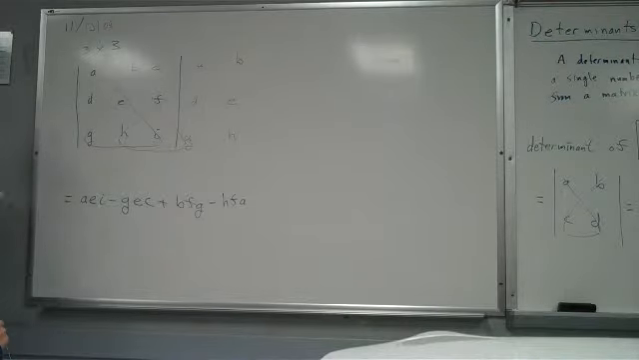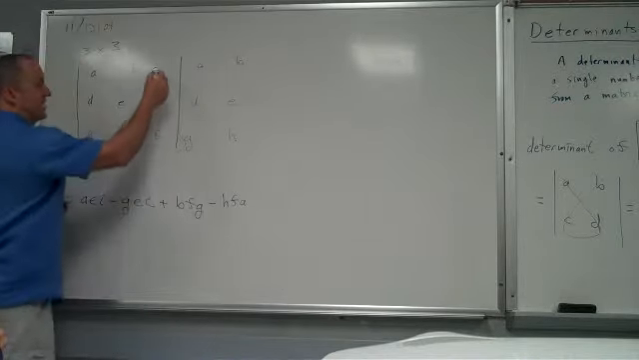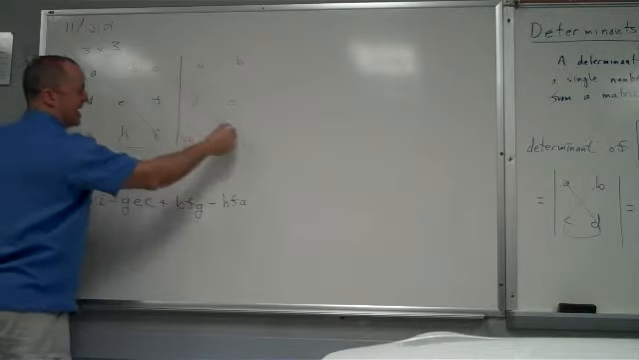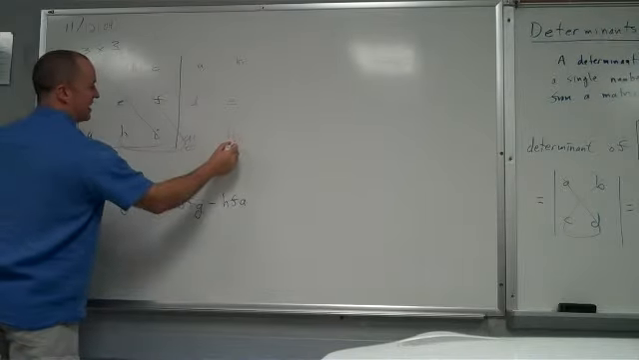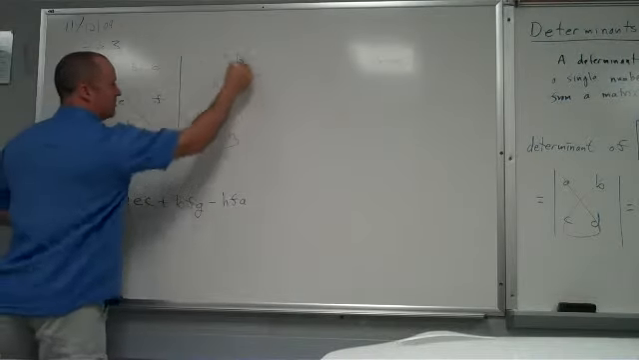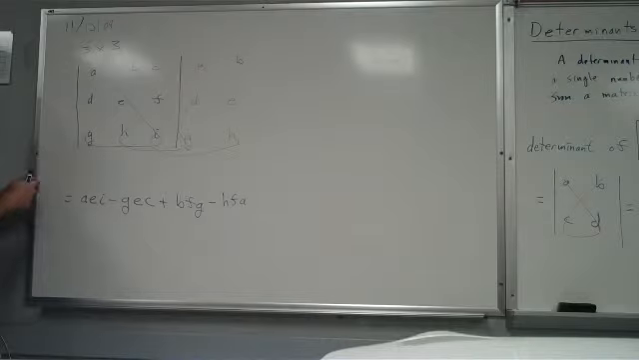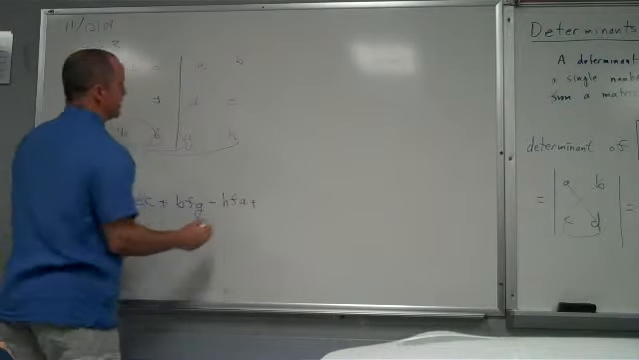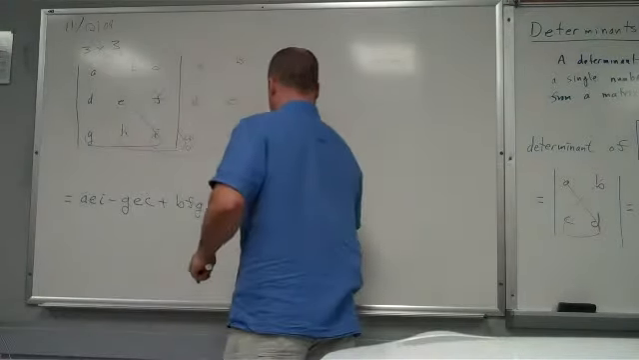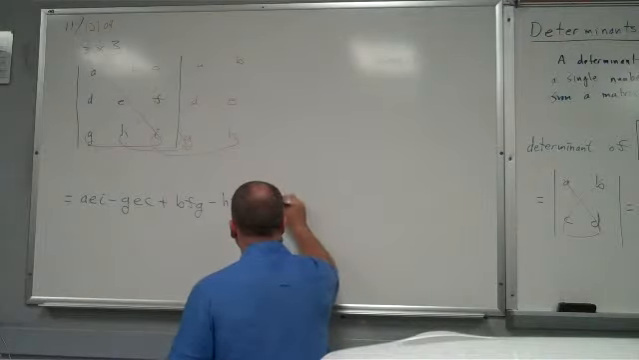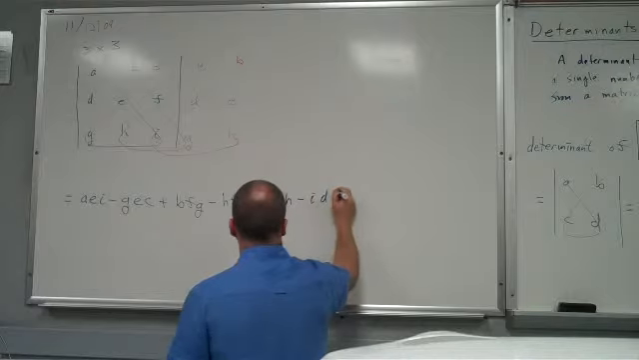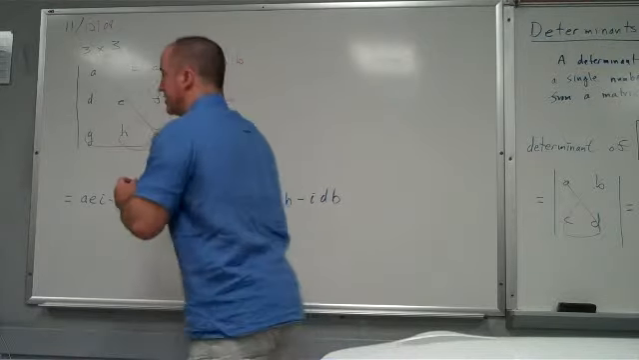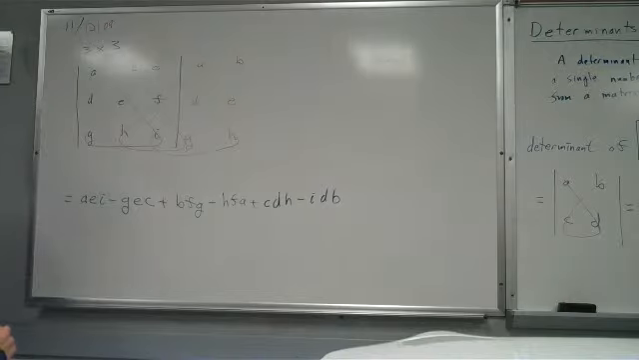Now finally we do this once more. We take this last downward diagonal that we can draw with 3 elements and make its product, and from that we subtract this last upward diagonal with 3 elements that we can make. So this becomes plus CDH minus IDB. Are you switching the signs? Yes, and we're alternating the signs, but here's the pattern to it.